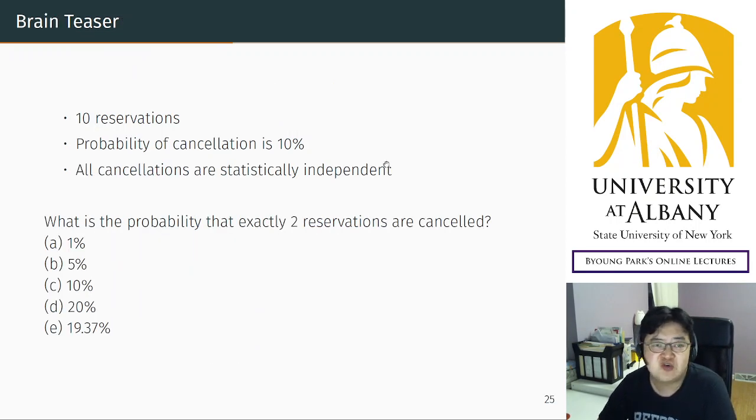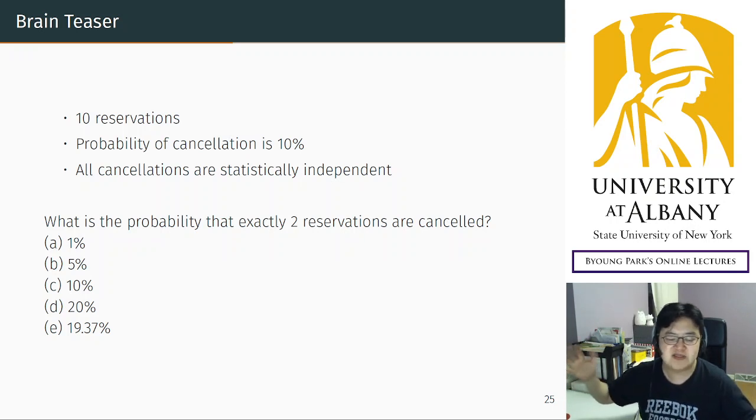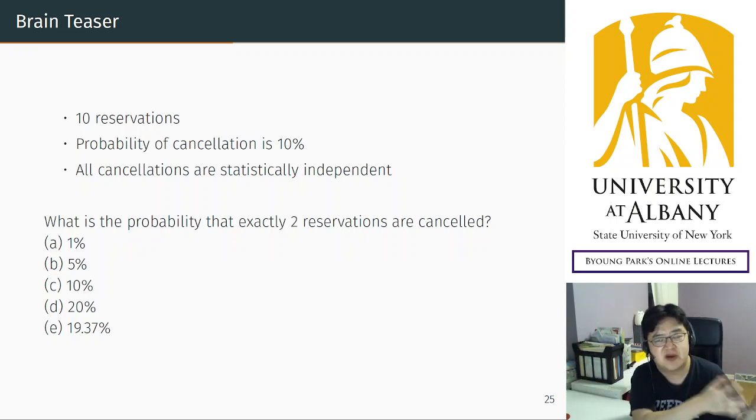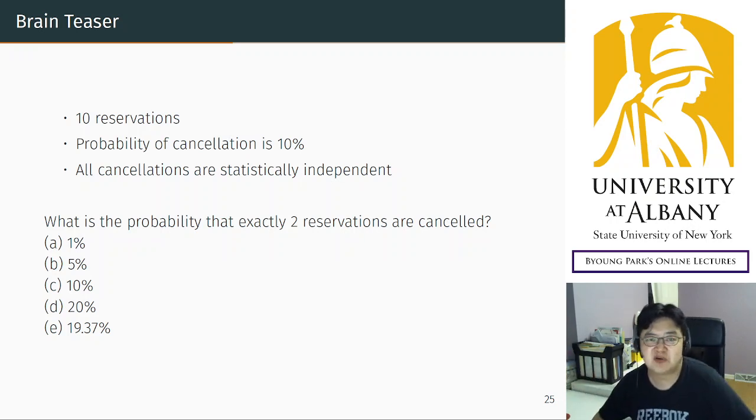And then I will ask you a question. It's a brain teaser. There are 10 reservations. The probability of cancellation is 10%. It's pretty simple. And all cancellations are statistically independent. We learned the number of cancellations is a binomial distribution. And then we need to know the binomial distribution to answer this kind of question. For example, what is the probability that exactly 2 reservations are canceled? Out of 10, we are interested in the probability that 2 of them are canceled, but the other 8 tickets are not canceled. What is that probability?